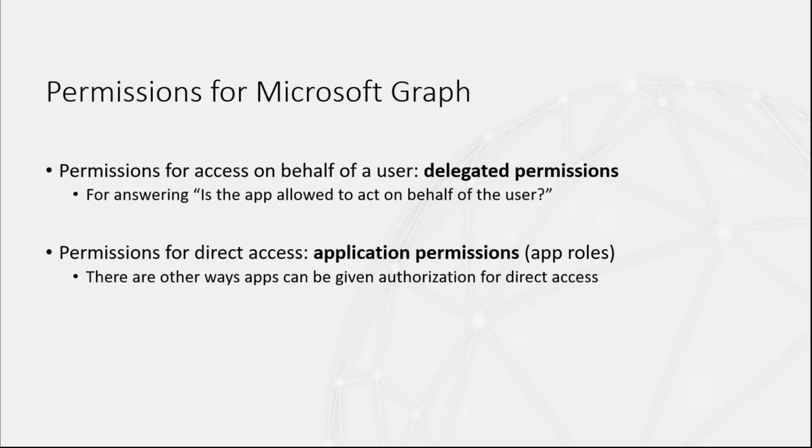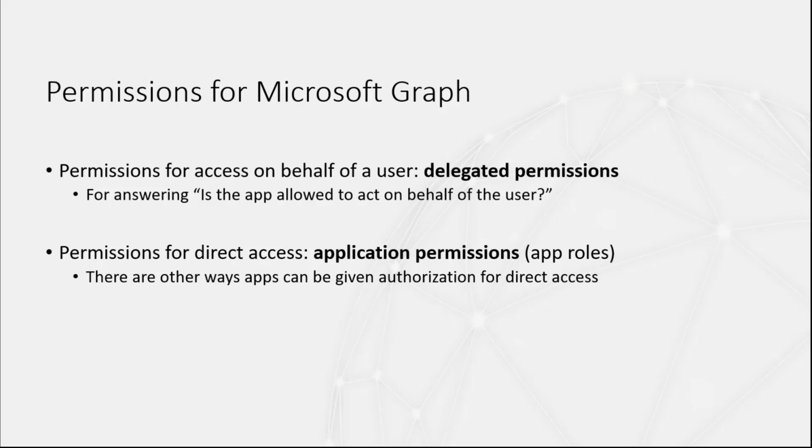And so every API that's registered in the Microsoft Identity Platform, including Microsoft Graph, can define a list of application permissions, or a list of app roles, and they can define a list of delegated permissions. And so Microsoft, as the publisher of the Microsoft Graph application, has defined a pretty long list of application permissions and a list of delegated permissions.